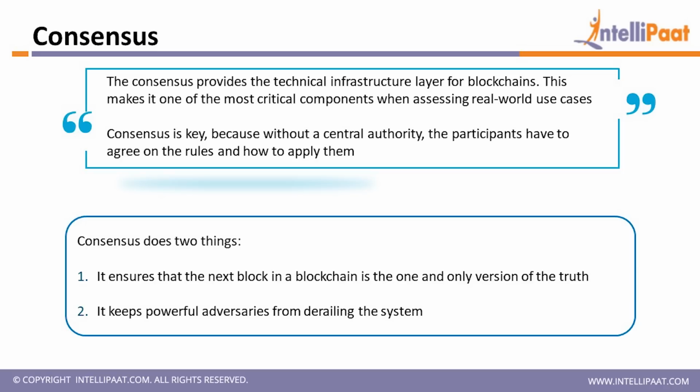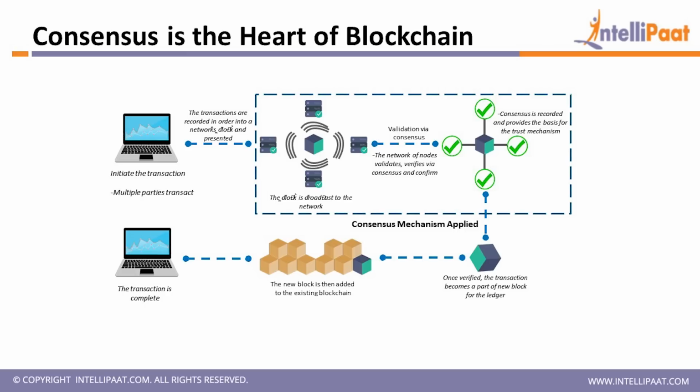Consensus does two things. It ensures that the next block in a blockchain is the one and only version of the truth. There is no faulty data or block, and that is ensured by the consensus algorithm. Second, it keeps powerful adversaries from derailing the system. This means there's no central authority controlling the blockchain system, which is again ensured by consensus algorithms. So in this way, we can understand that consensus is the heart of the blockchain.